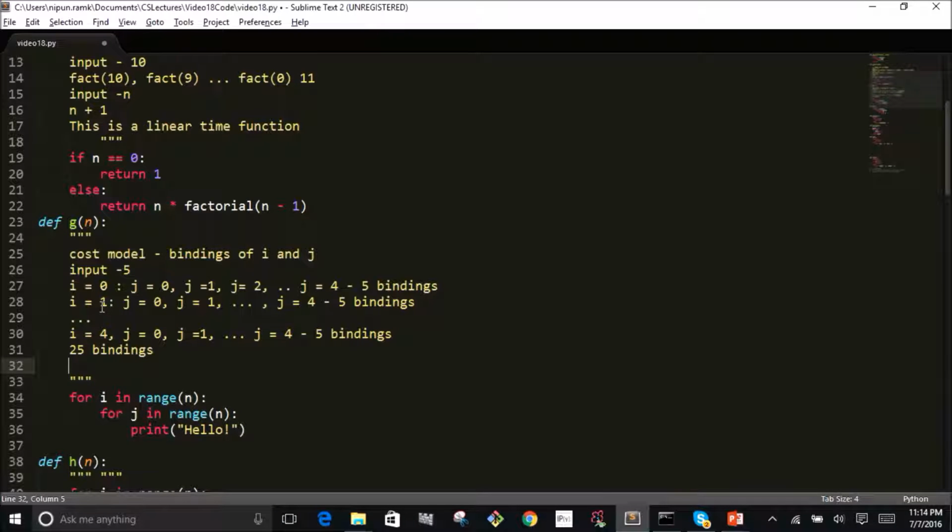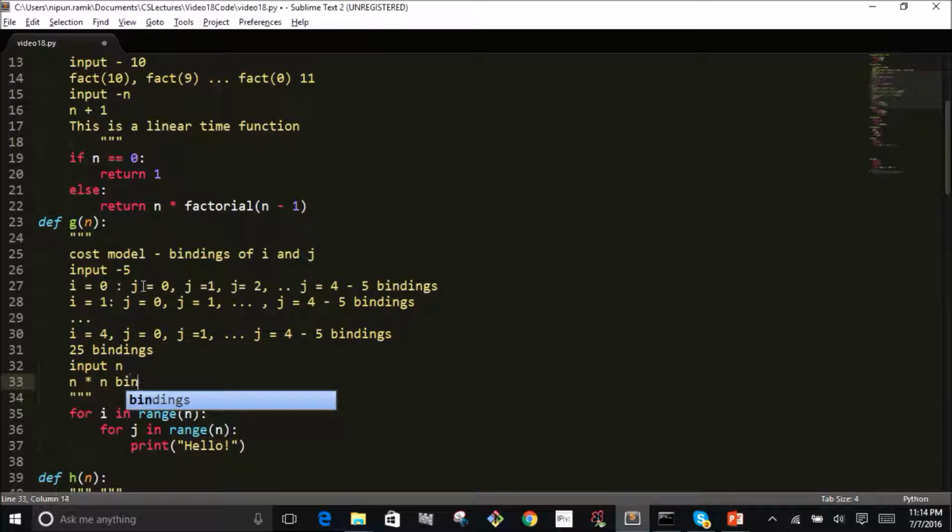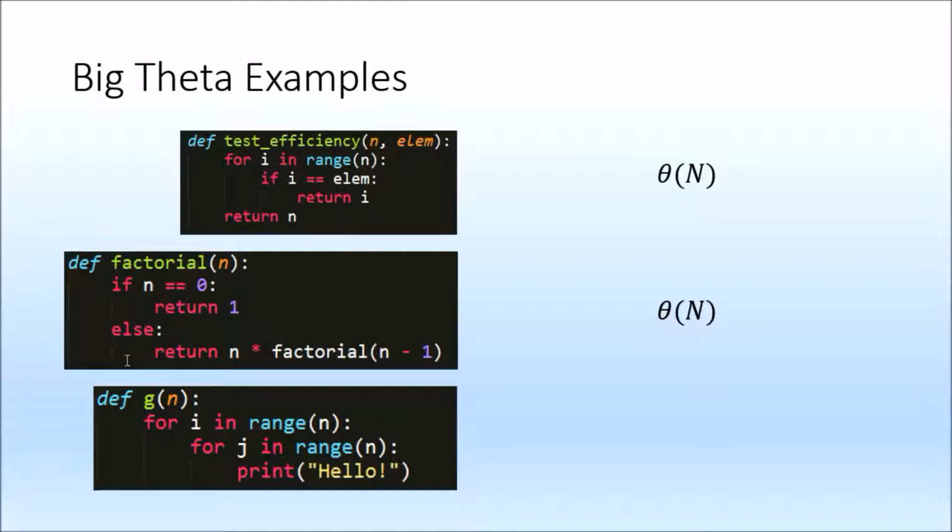So already you might be able to notice a pattern: if we have an input of n, we're going to end up with n times n bindings. This is again the function of the cost model. So what this tells us is our big theta notation for this is going to be n squared. This is a quadratic time function. Again, the best way to do big theta problems is to look at examples and see how the function acts, and then see if you can get a broader generalization of that pattern.